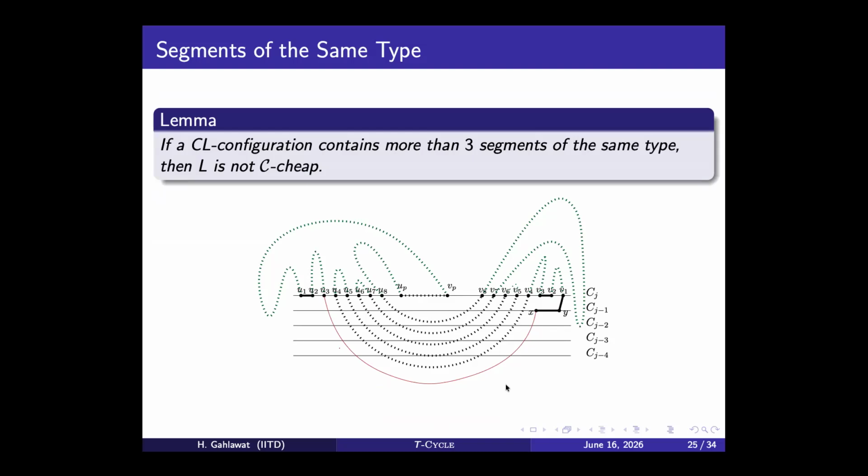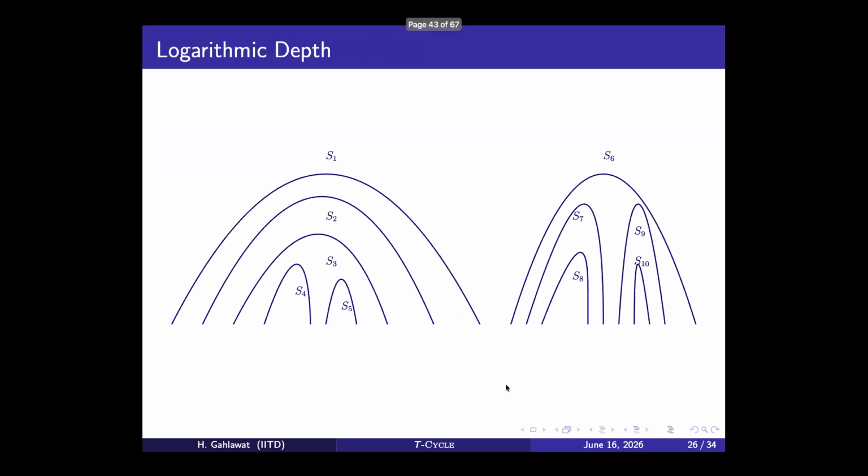So what we did was, we had these three segments. They do not contain any terminal. This was my other part, and this contained all the terminals. What I essentially did was I connected them in some fashion, and I again got a cycle. And this cycle does not contain the last segment, implying that this is a cheaper loop. So there cannot be more than 3 segments of the same type.